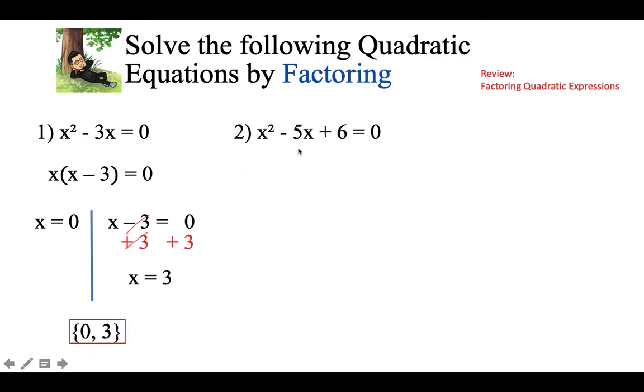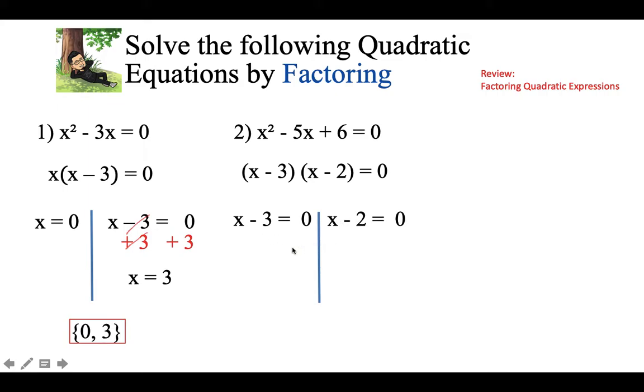And given number 2, x squared minus 5x plus 6 is equal to 0. Factor them by trial and error. We will get x minus 3 times quantity x minus 2. Then write down equals 0. Then x minus 3 is equal to 0. You equate them. Also the other factor, x minus 2 is equal to 0. Then we will solve each of them.